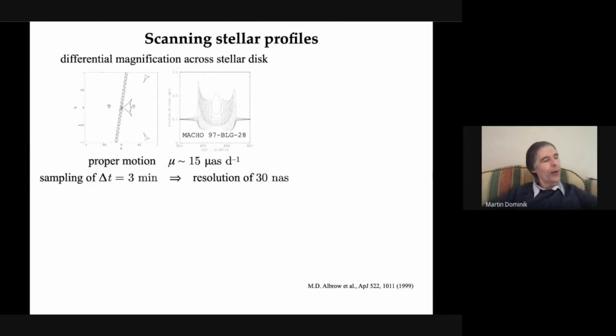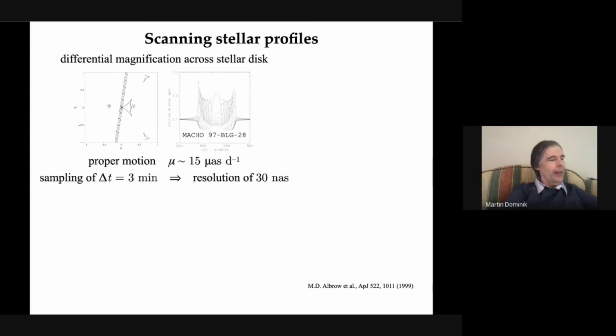Caustics are also useful for scanning the brightness profile of the source, given that there is a substantial differential magnification across the stellar disk. For the event MACHO 97-BLG-28, it is illustrated how much of the total light comes from each of 10 equal-area ring slices, and one sees how in sequence they take their turn as the star sweeps over the caustic. A proper motion of 15 microarcseconds per day and a 3-minute sampling translates into an effective resolution of 30 nanoarcseconds.